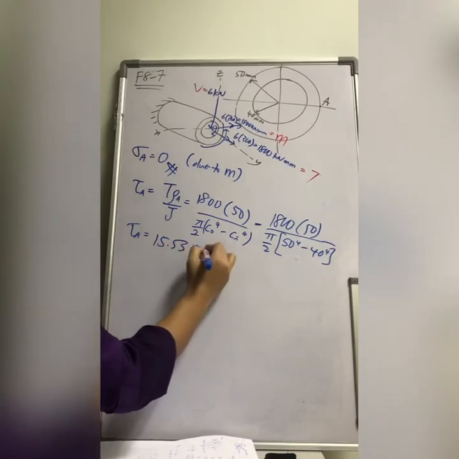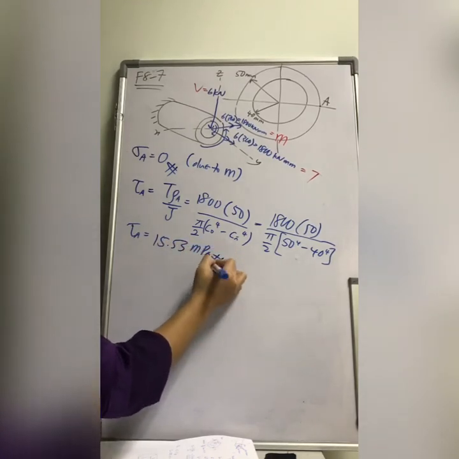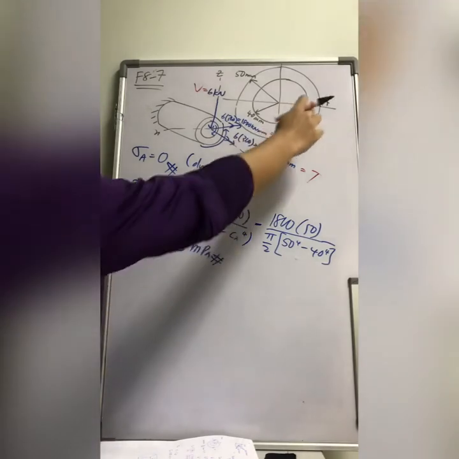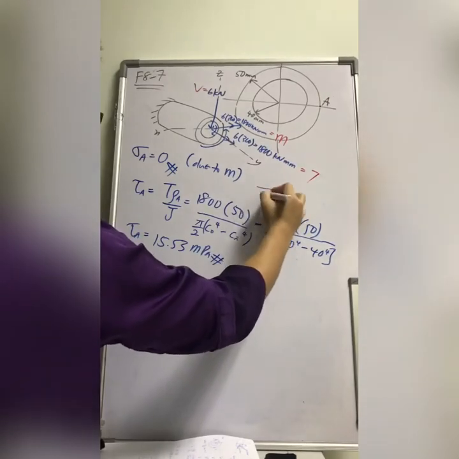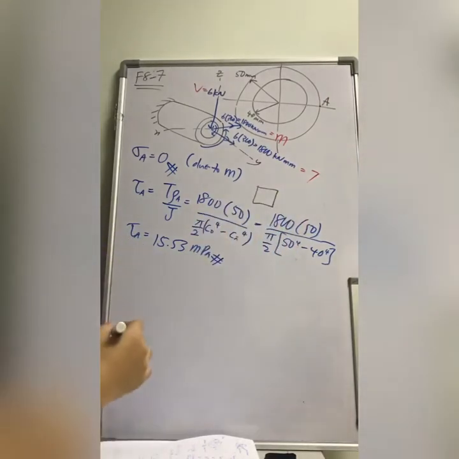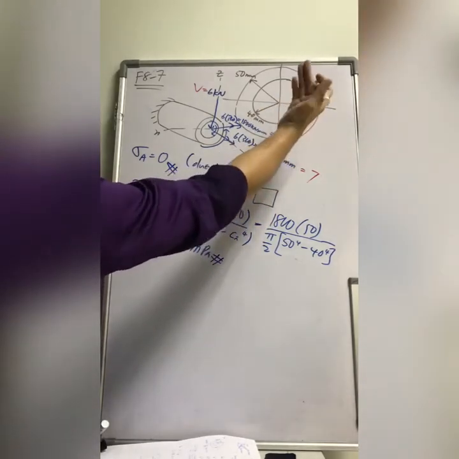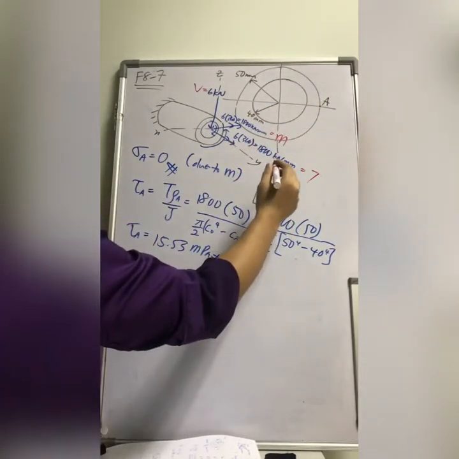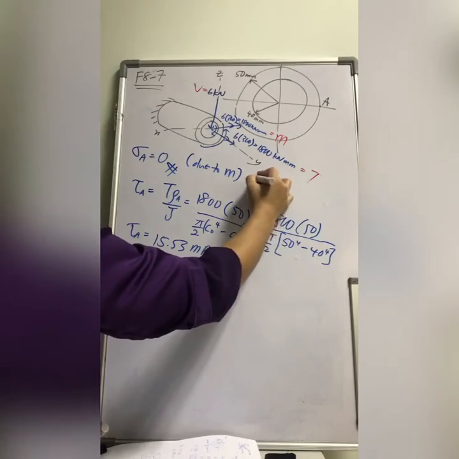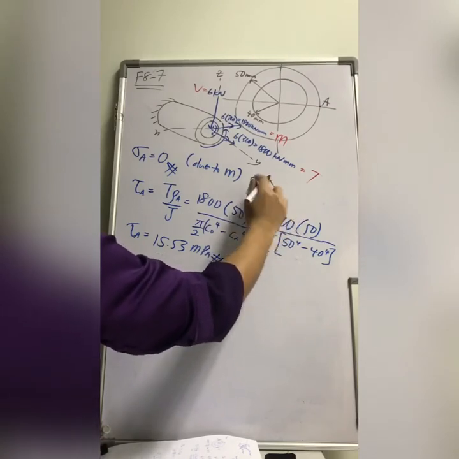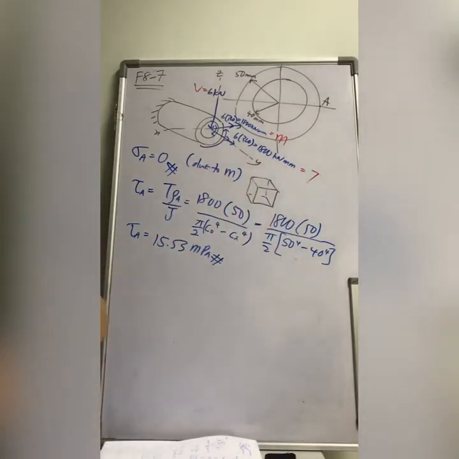15.53 megapascal. Alright, and please understand, for this tau A, this point A, let's draw the volumetric element. This surface is the one which is facing you, this point A, and then let's draw it to be a cube. Remember, this is the surface. So what do you have here?